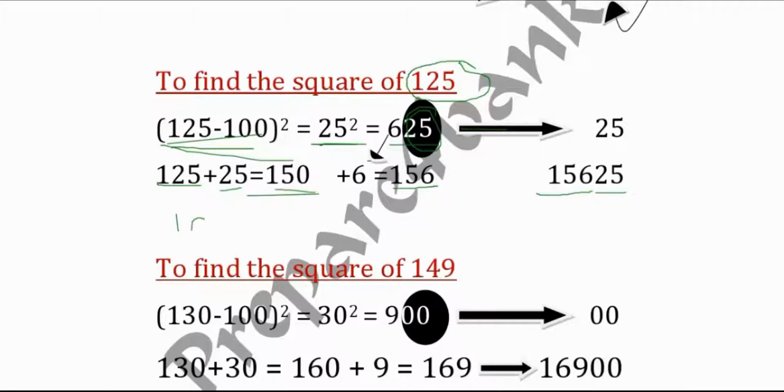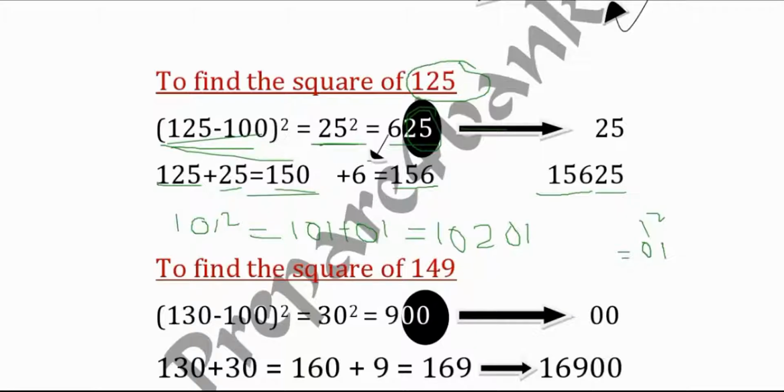Suppose we have to find 101 squared. So what should we do? 101 plus 01, we are getting 102, right? And we have to find this 1 squared. This 1 squared is 01, and we have to put it here. So 10201 is the square of 101. So this is as easy as you can see.